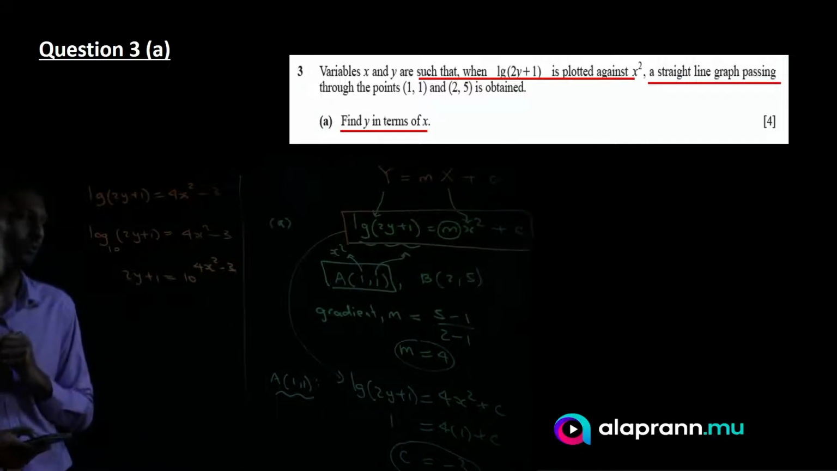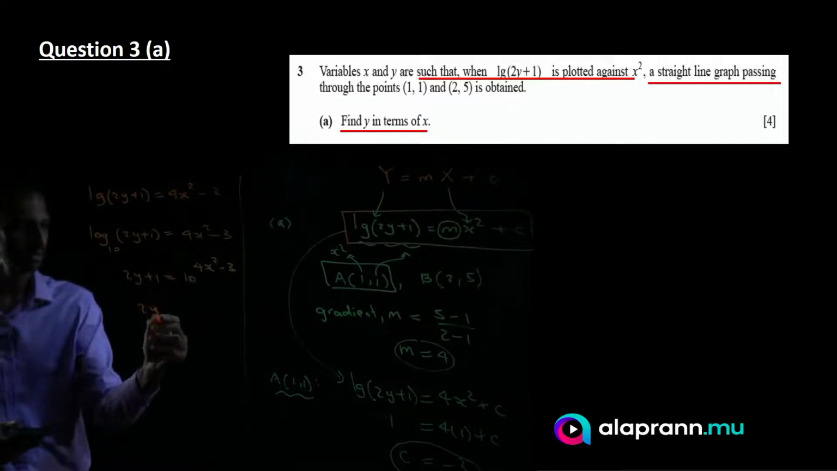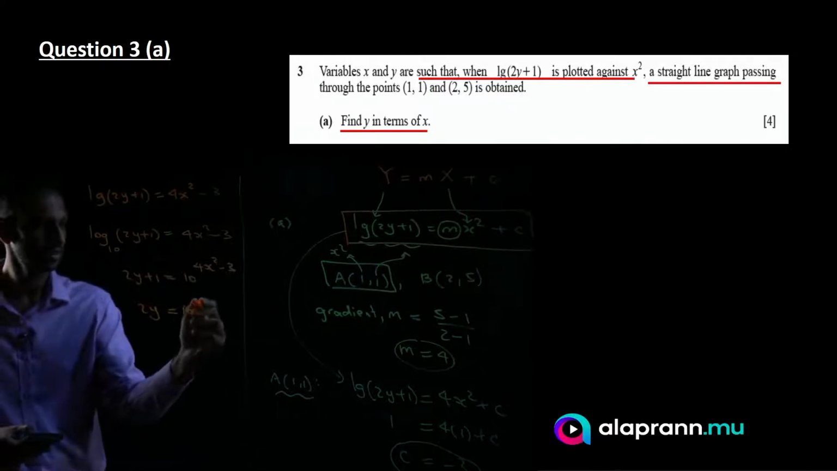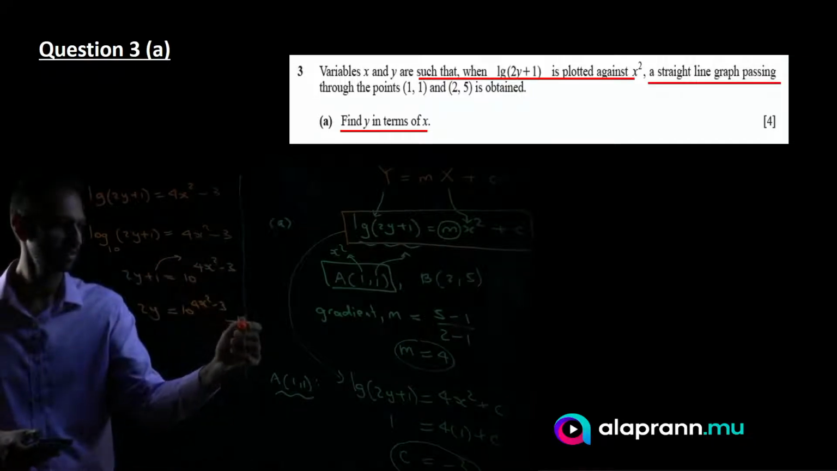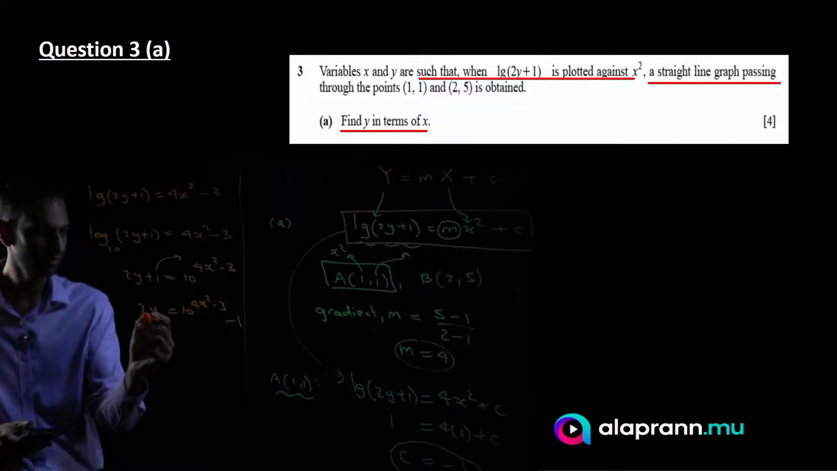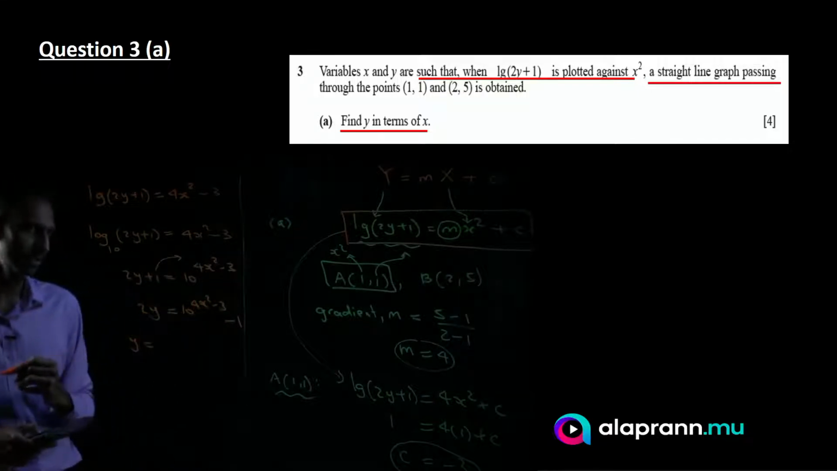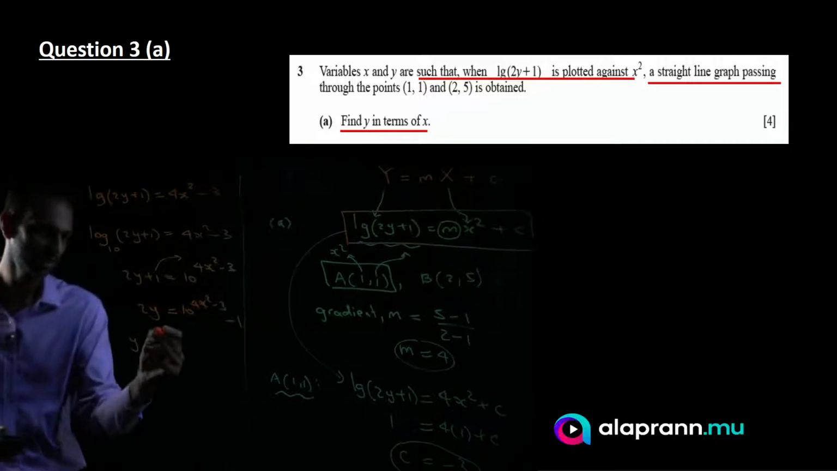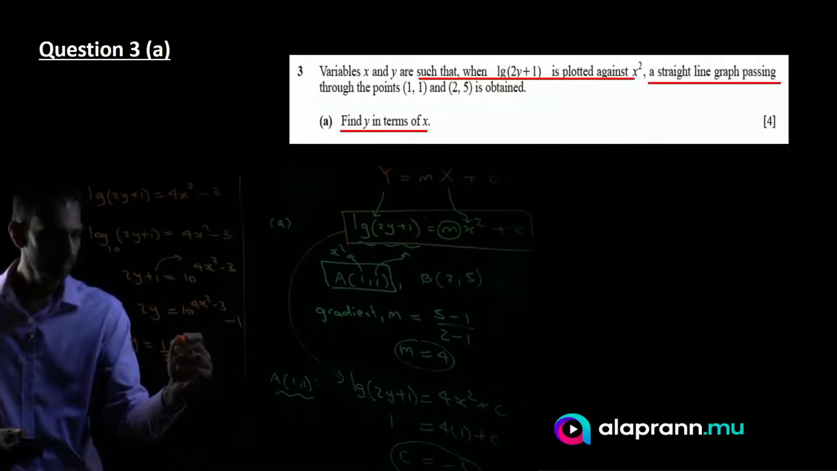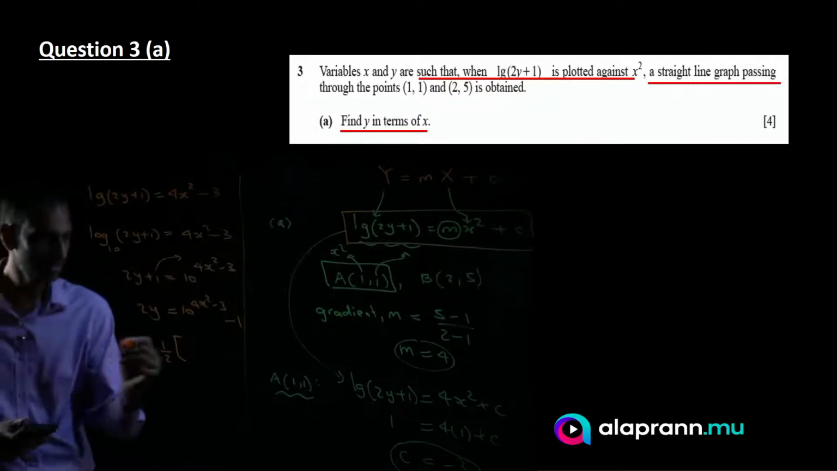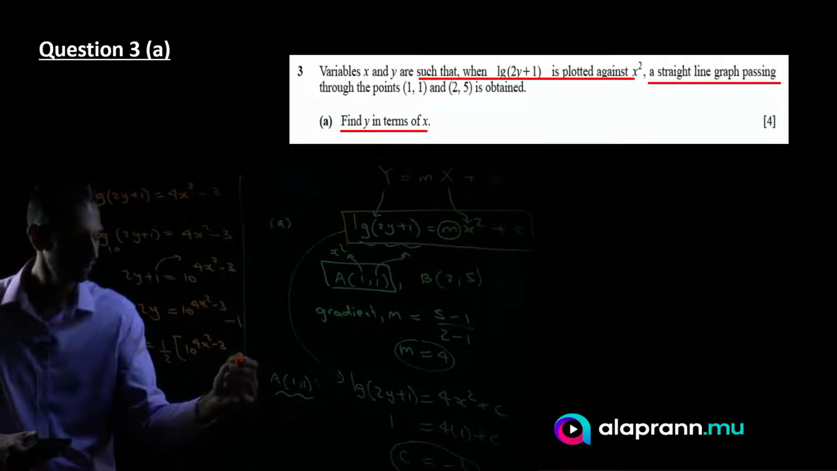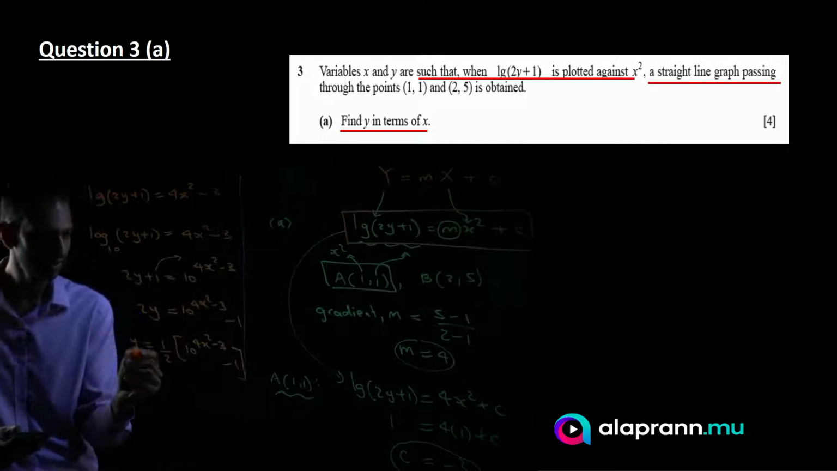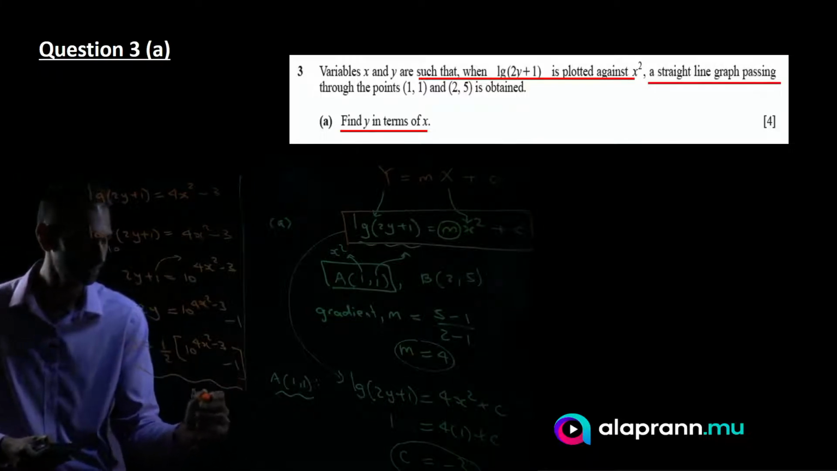So 2y plus 1 is equal to 10 to the power of 4x squared minus 3. 2y is equal to 10 to the power of 4x squared minus 3. The 1 goes on the right hand side, I have the minus 1 there. And if I make y the subject of formula as requested in the question, y is equal to half, big bracket so that you can see it carefully, 10 to the power of 4x squared minus 3, subtract 1. So this is my final answer for the first part.